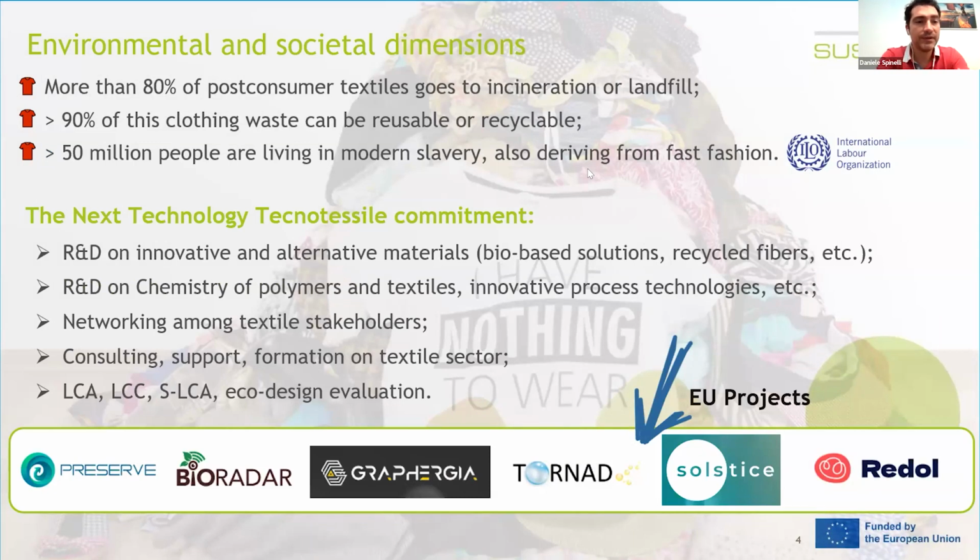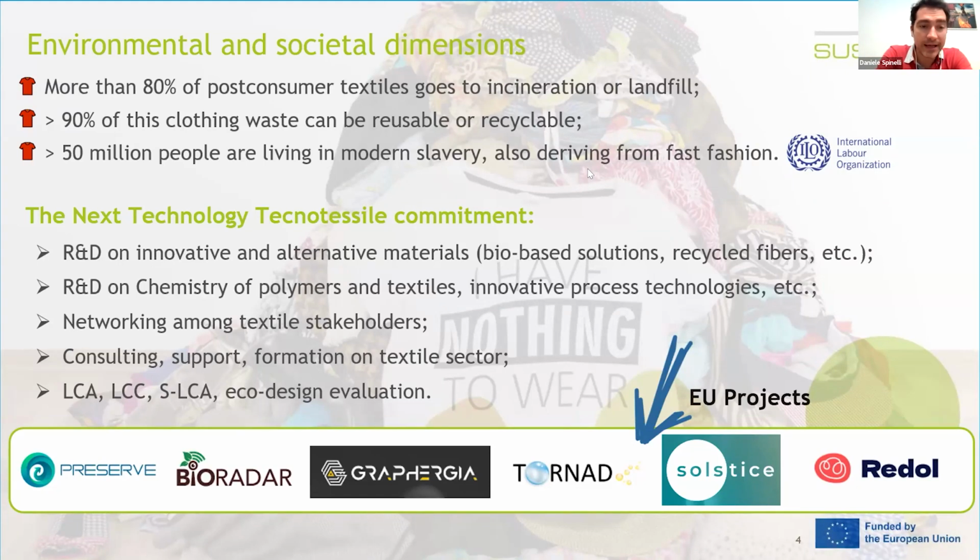Also, more than 50 million people living in modern slavery are also linked to fast fashion. So these are challenges that we need to overcome for the future. That said, from our entity's side, we have several commitments. Mainly, we are involved in R&D activities to push innovative and alternative materials based on bio-based solutions, but also promoting the use of recycled fibers.